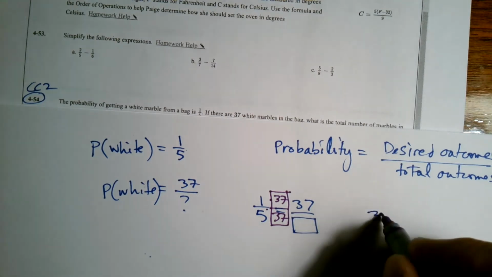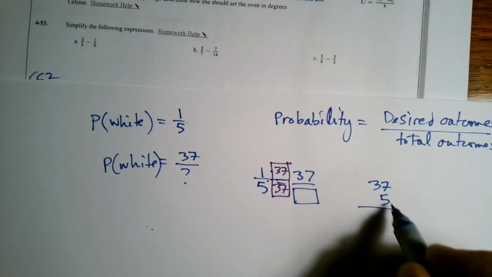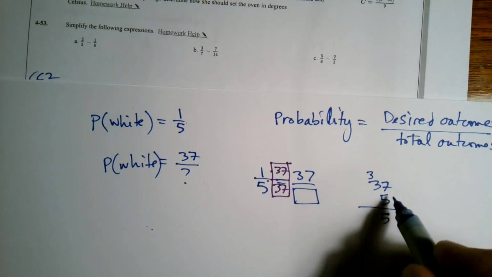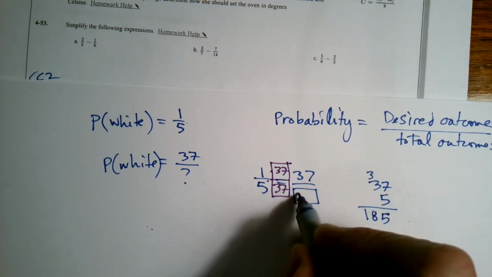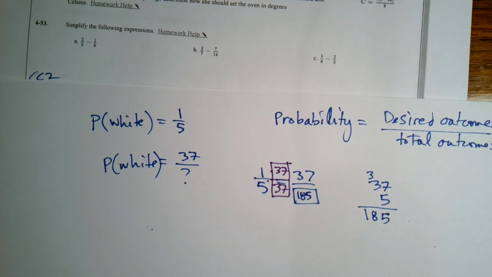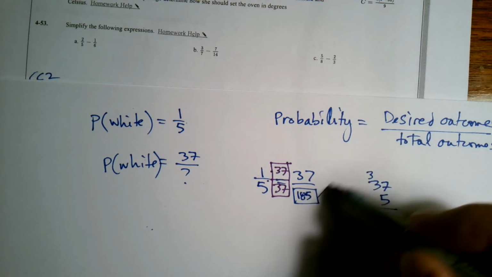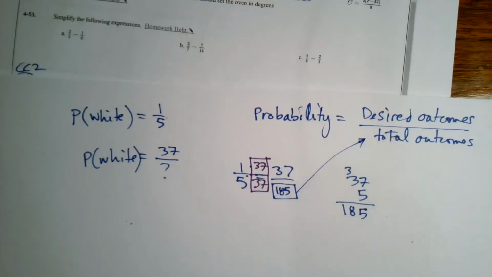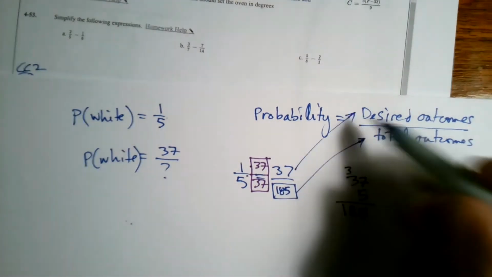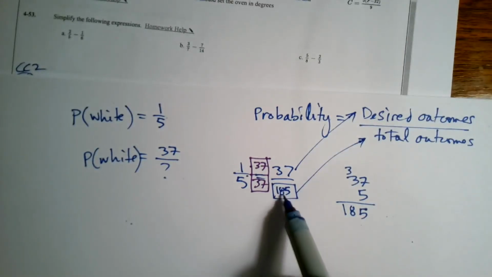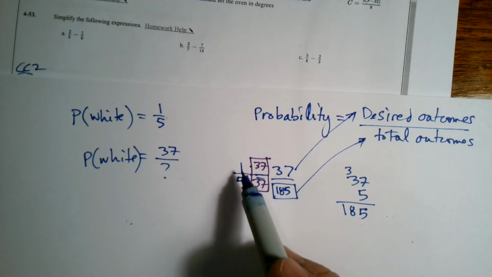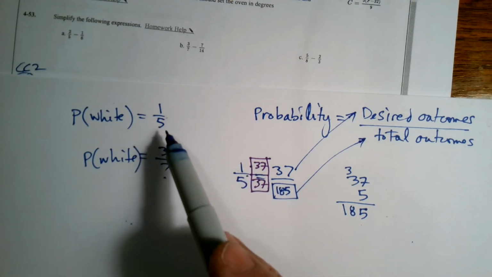So what is 37 times 5? 37 times 5, 35, carry that 3, you end up with 15 plus 3, 18. So I have 185 is what goes in that. So that right there, remember that bottom number is the total outcomes. The top number is the desired outcome. So now I know the probability originally was 37 over 185 and then simplified to be that 1/5.